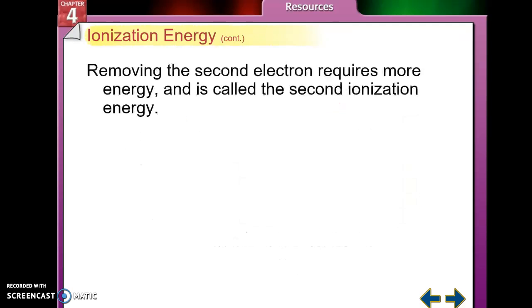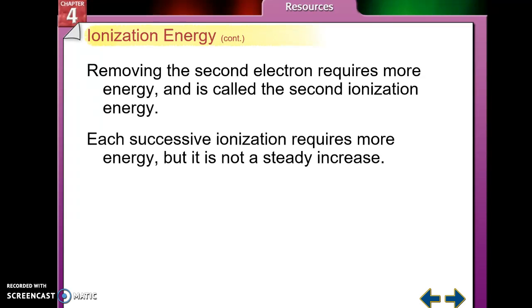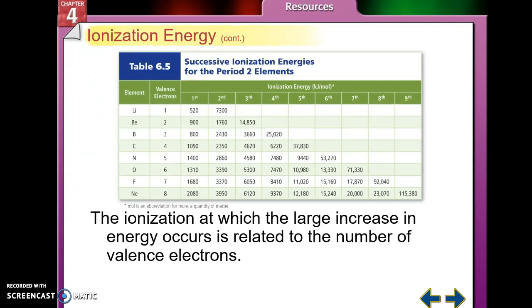When you remove a second electron, that's called the second ionization energy. It requires more energy. Each time you ionize something, it's going to require more energy, though it's not a linear increase. The largest increase in energy is related to the valence electrons.